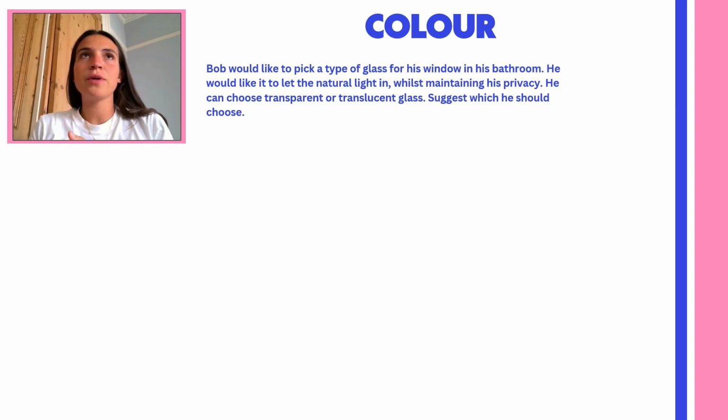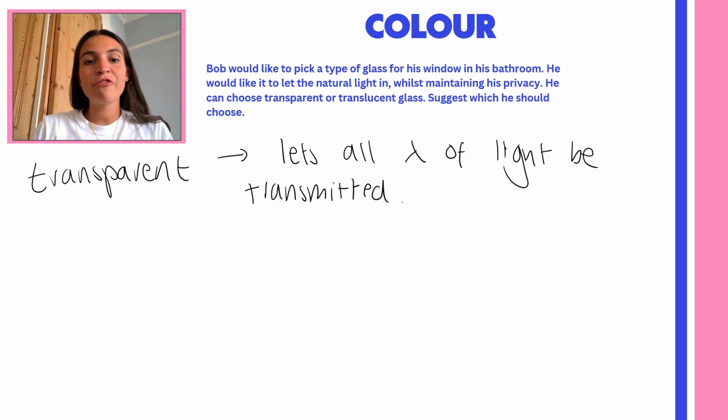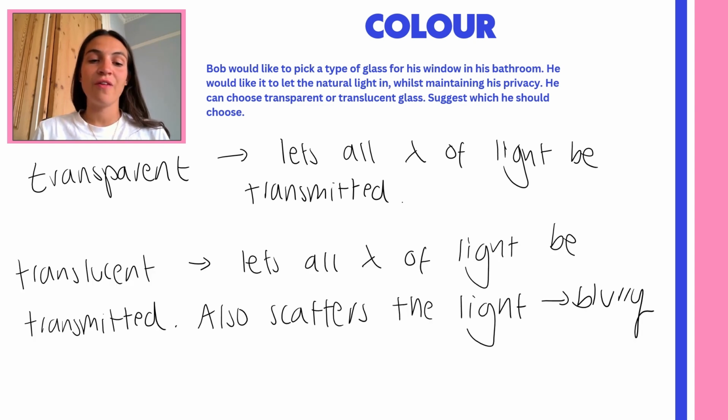Okay, so in order to come to some conclusion, first we'll need to write down what does transparent mean and what does translucent mean. So transparent first means that that material will transmit all of the different wavelengths of light, so it will let all of that light through. Translucent, on the other hand, means the same. It will let all of those wavelengths of light through, but translucent has this extra property that means it will also scatter that light as it lets it through.